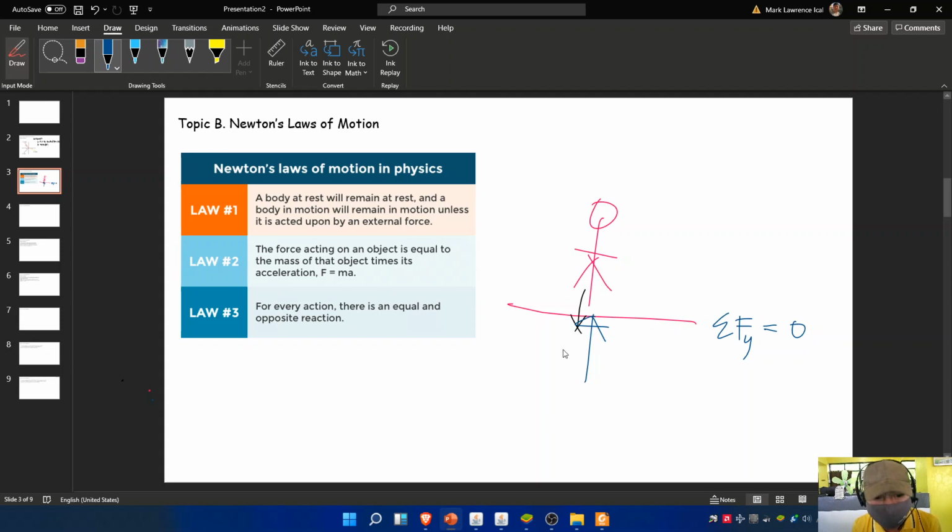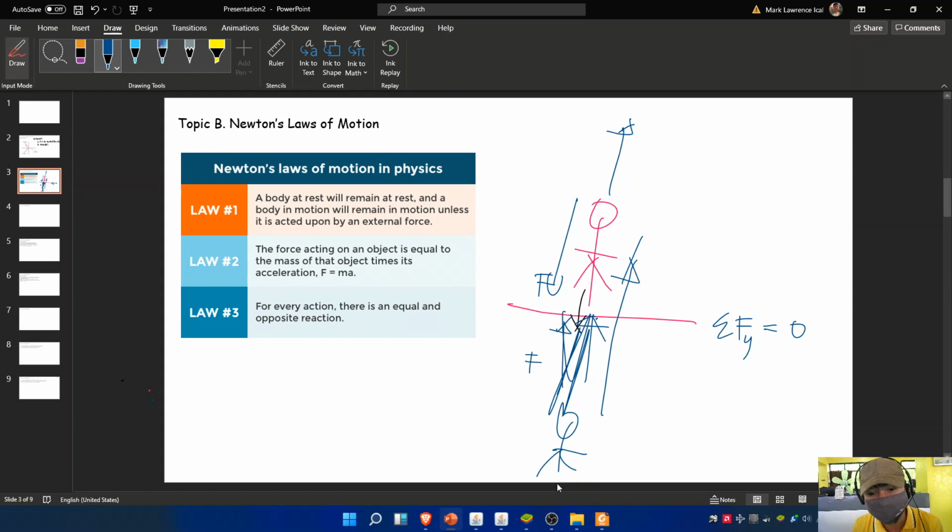So ibig sabihin equal. So kung ano man ang force na ine-exert ko pababa, yun din ang ine-exert na force sa akin ng netong floor pataas. Okay? So equal lang sila technically. Kasi kung sobrang laki ang force na ine-exert sa akin ng ground, ibig sabihin tatalon ako, kasi mas mataas yung force niya kaysa sa force na ine-exert ko. At kung mas mataas naman ang force na exert ko sa sahig, ibig sabihin, lulubog ako. So, yun yung medyo magandang explanation.